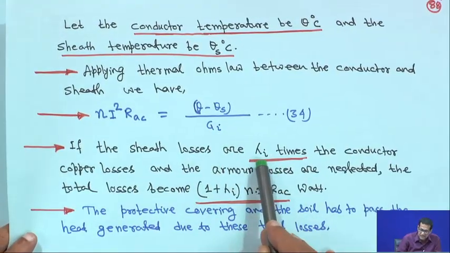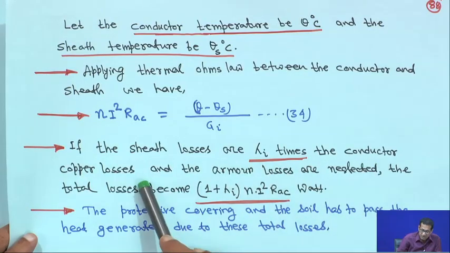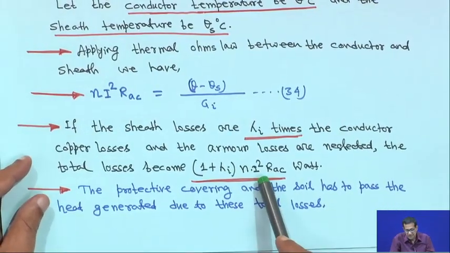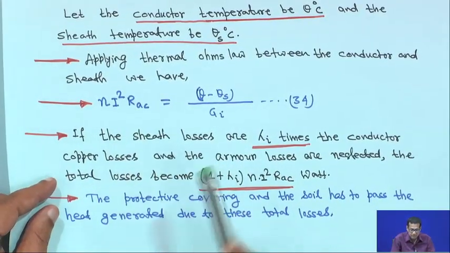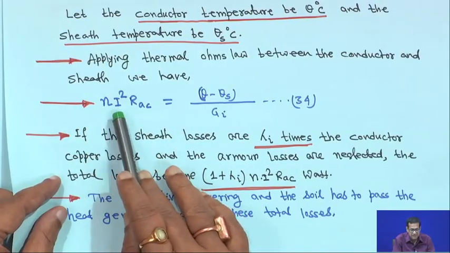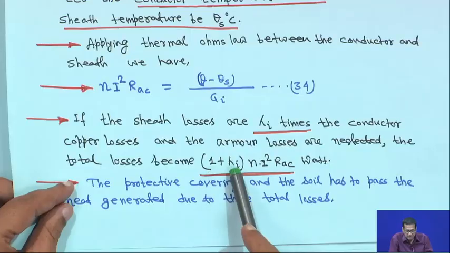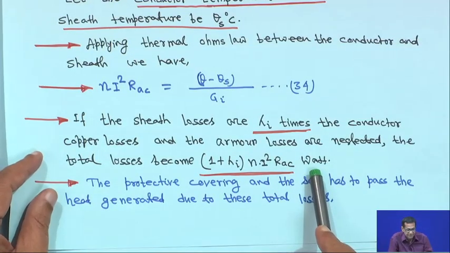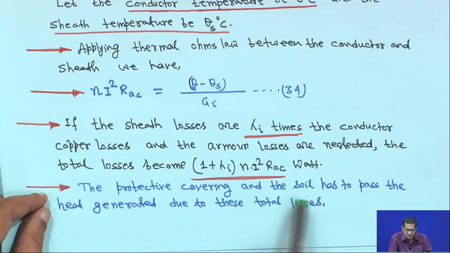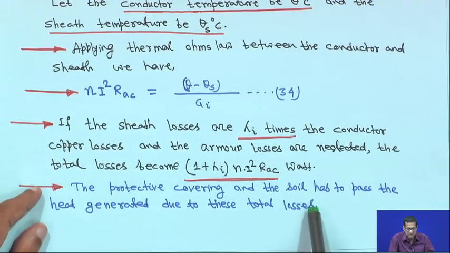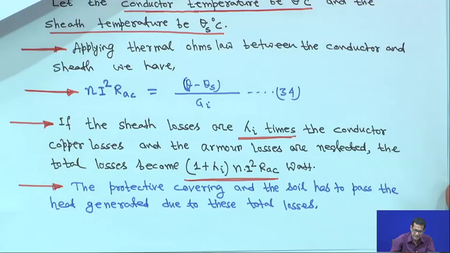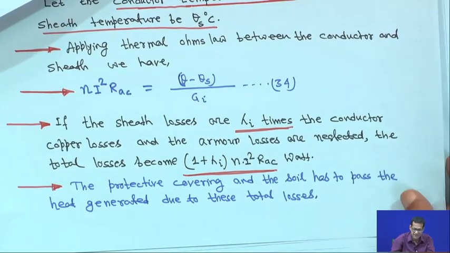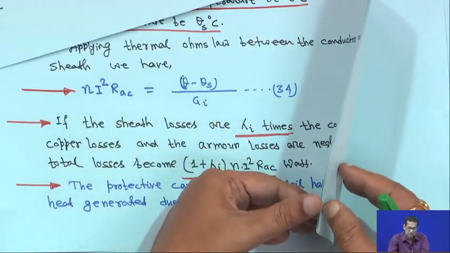Now, if the sheath losses are lambda I times the conductor copper losses, and the armor losses are neglected, the total losses become 1 plus lambda I into n I square RAC, because we are assuming sheath losses are lambda I times the conductor copper losses. Therefore, total losses will be n I square RAC plus lambda times n I square RAC. That is why we write it as 1 plus lambda I n I square RAC watt. Therefore, the protective covering and the soil have to pass the heat generated due to these total losses. Anywhere power loss in an electrical circuit means heat will be generated, and the protective covering and the soil have to pass that heat generated due to the total losses.